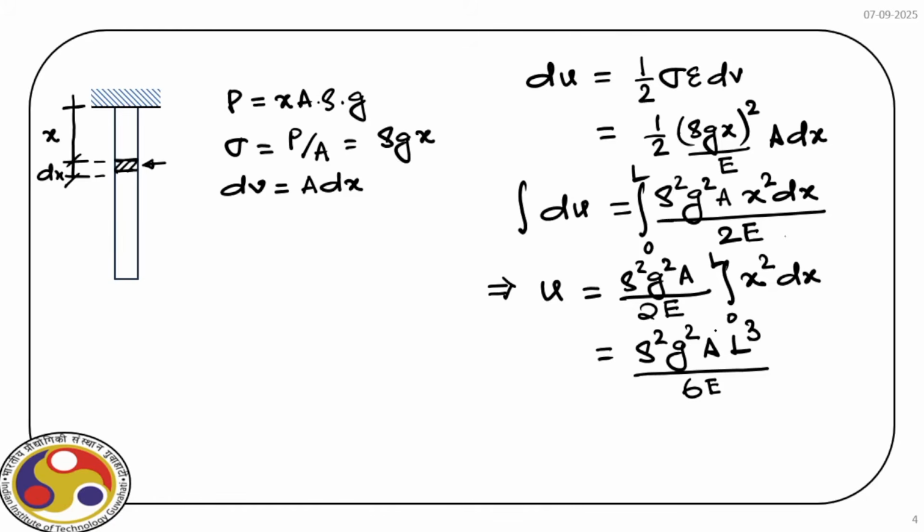Now if we multiply numerator and denominator with A, we have A square in the numerator, and you can see rho g times A times L is the total weight. So square of that, so we'll have W square times L divided by 6AE. So that is the expression of total strain energy stored within this body when it deforms under the action of its self weight.